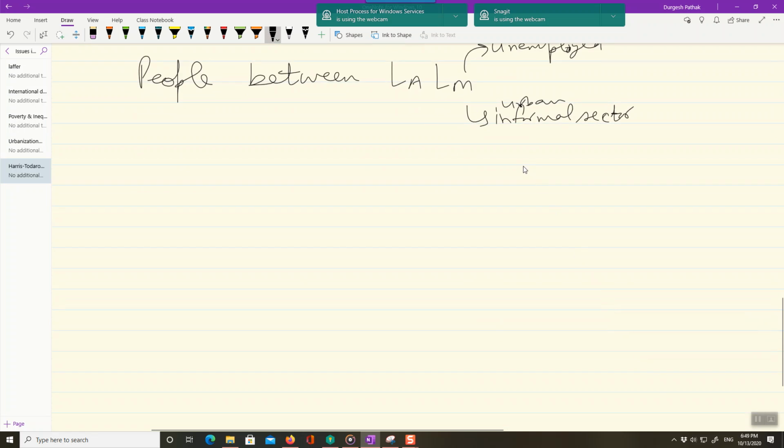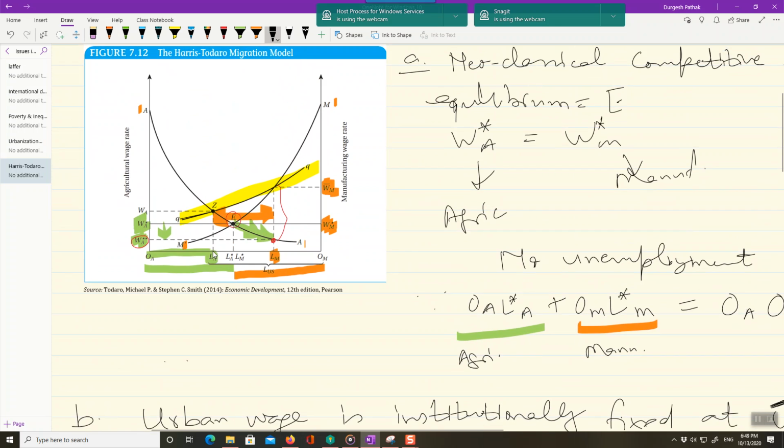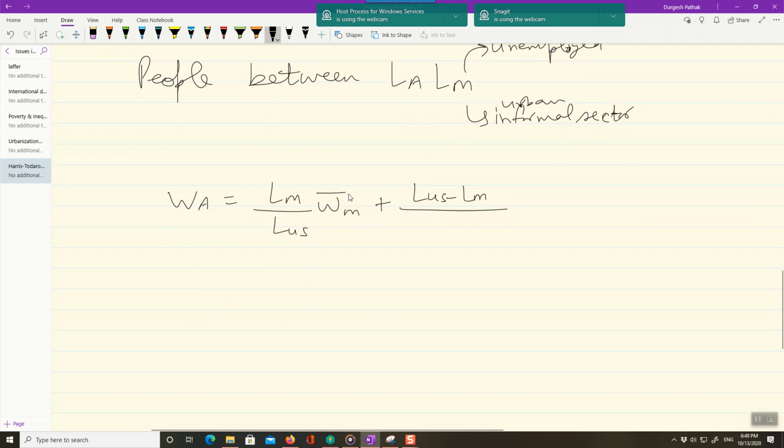If we want to accommodate this second option also, the urban informal sector, then I have to tweak my equation like this. WA is equal to, this part will be the same, LM upon LUS into W bar M, plus I am adding the second part: if they end up in the urban informal sector, what will be the income? What is the probability of ending up in the urban informal sector? LUS is the total labor force in the urban sector. LM is the urban manufacturing sector. So the remaining, LUS minus LM, is the urban informal sector. So when I write like this, it tells me the probability that I will end up in the informal sector. And let's say that the wage rate in the informal sector is WI.